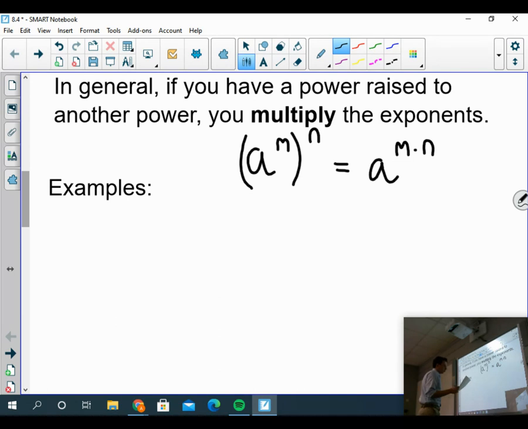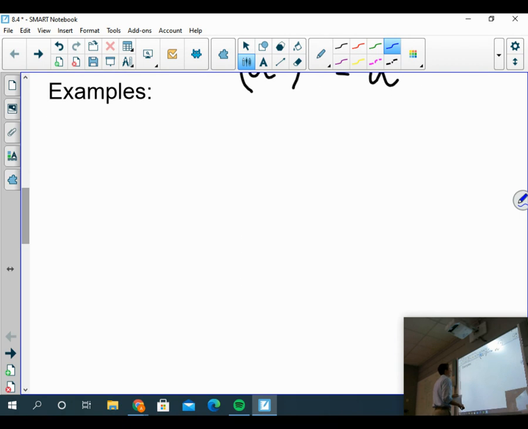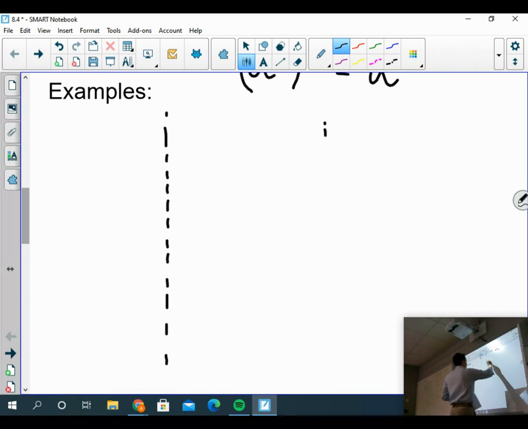Now, for this to be true, we need a to not be 0. But in general, if you have a power raised to another power, you will multiply the exponents. So let's look at a few examples together. And again, we'll go over more in-depth examples in the second part of this video. But I just want to conclude this video with some initial examples.